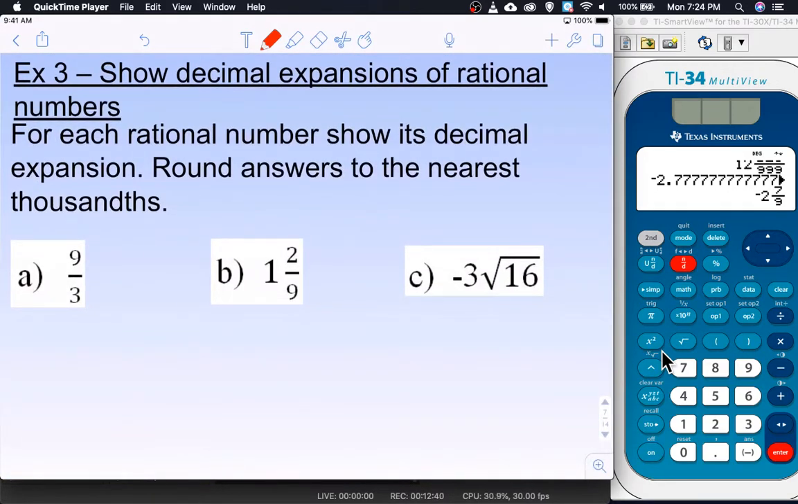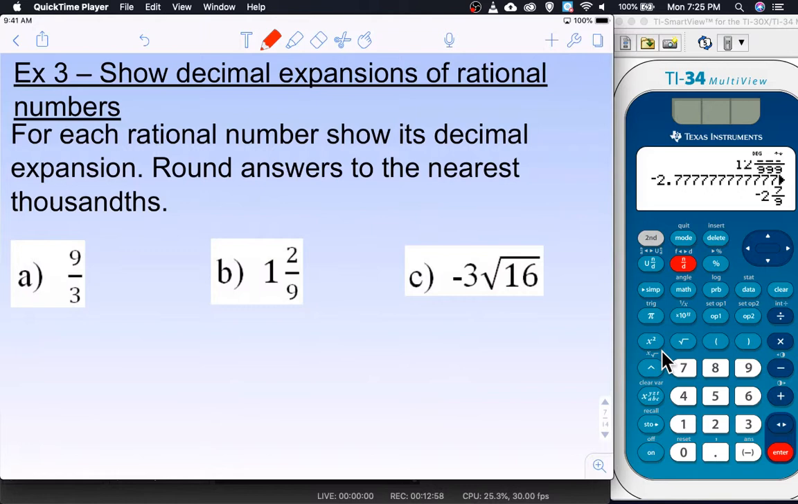Now we're going to do the reverse of that. We're going to change our fractions to decimals. For each rational number, show its decimal expansion. Round answers to the nearest thousandths. And a lot of this is going to be typing into the calculator.